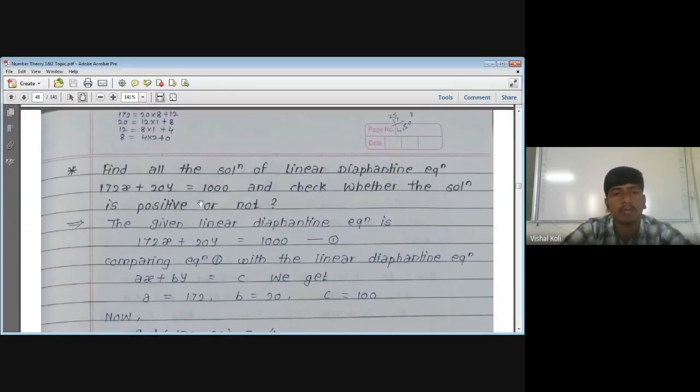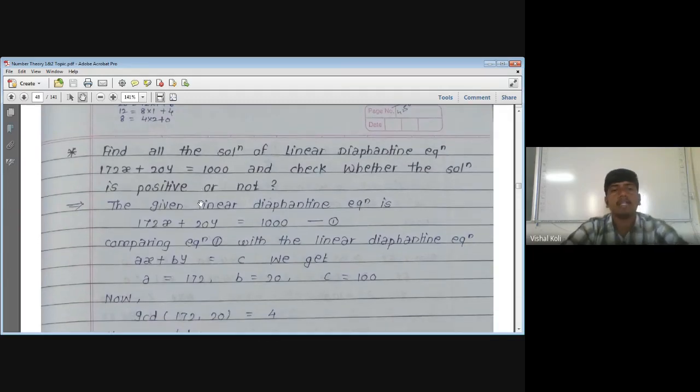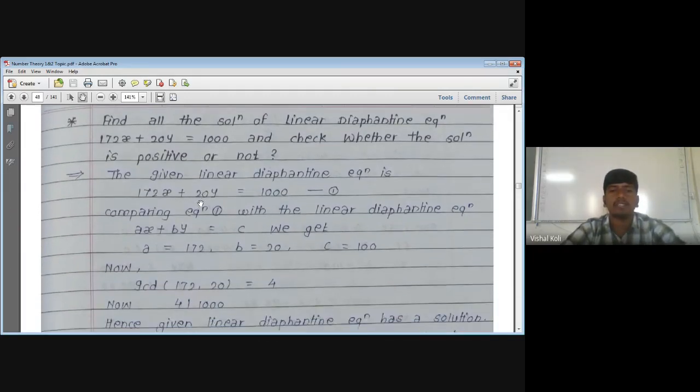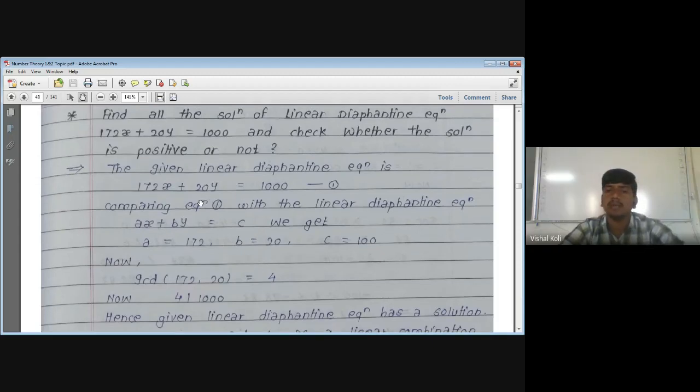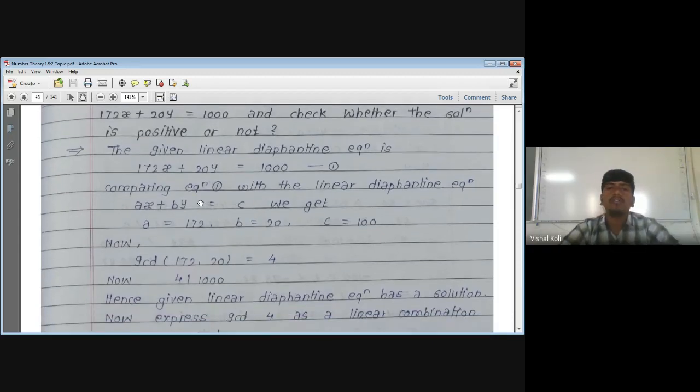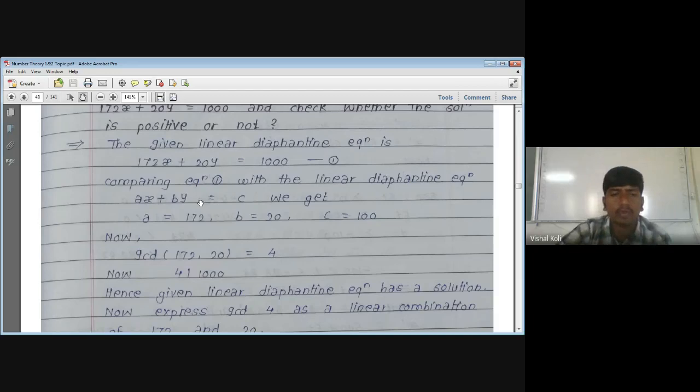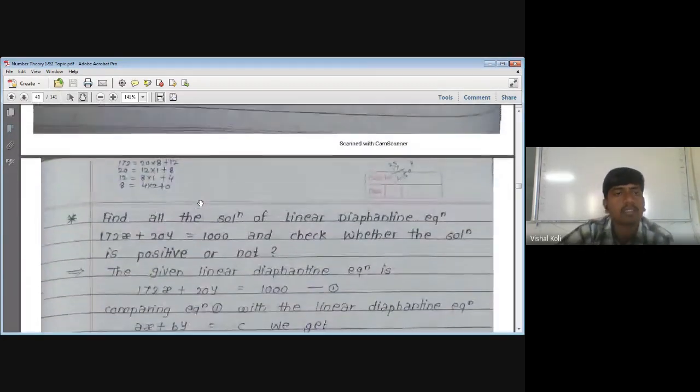So first let us check whether the given linear Diophantine equation has a solution or not. For that we compare this with ax plus by equal to c, and if we compare, the value of a is 172. Similarly b and c are 20 and 1000. So now we have to find the GCD of 172 and 20, since a is 172 and b is 20. Therefore, by using Euclid's lemma, 172 is 20 into 8 plus 12.